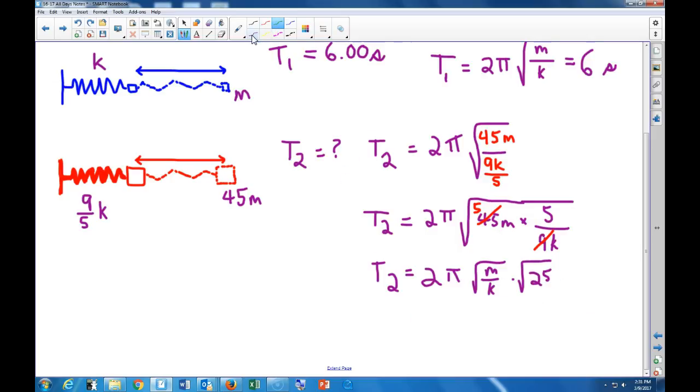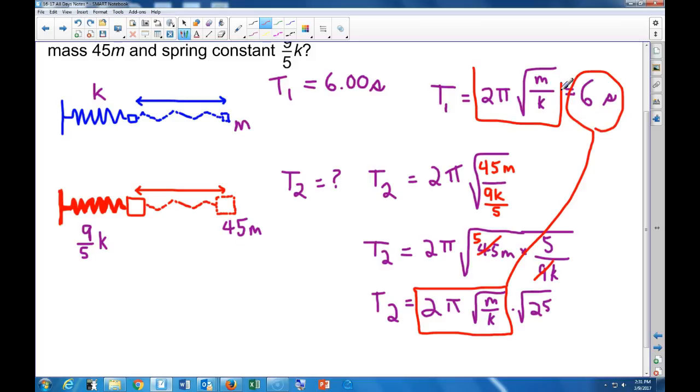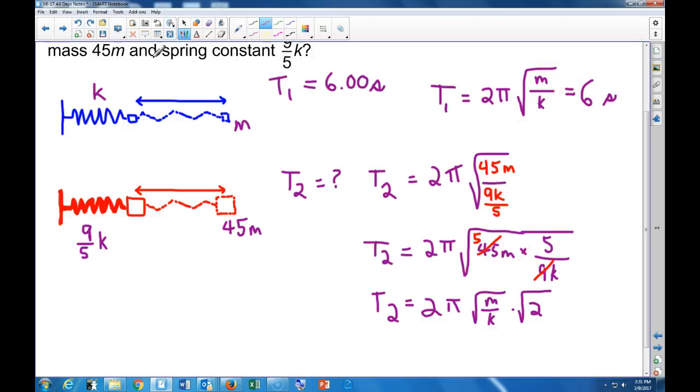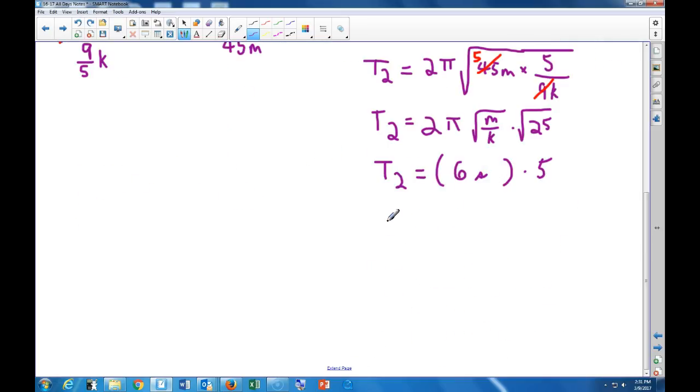And what can I do next? Well, why did I separate out the m over k? Because now 2 pi times the square root of the original mass over the original stiffness, this whole expression equals 6. How do I know? Because I have an identical expression right here. I've got a 2, I've got a 2, I've got a pi, I've got a pi, I've got radical original mass m over the original spring constant k. So this whole thing is 6, and I can substitute in. Alright, and when I substitute, what do I have? t2 is this whole thing, 2 pi radical m over k, is 6 times, what's square root of 25? That's 5. And so t2 is 30 seconds.